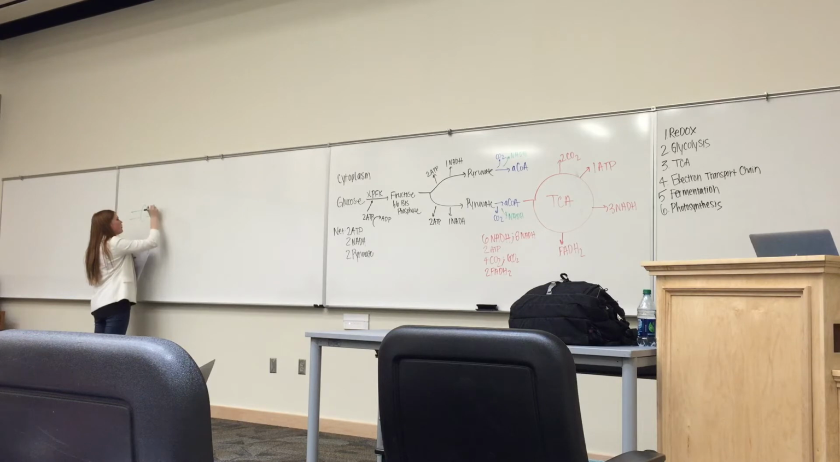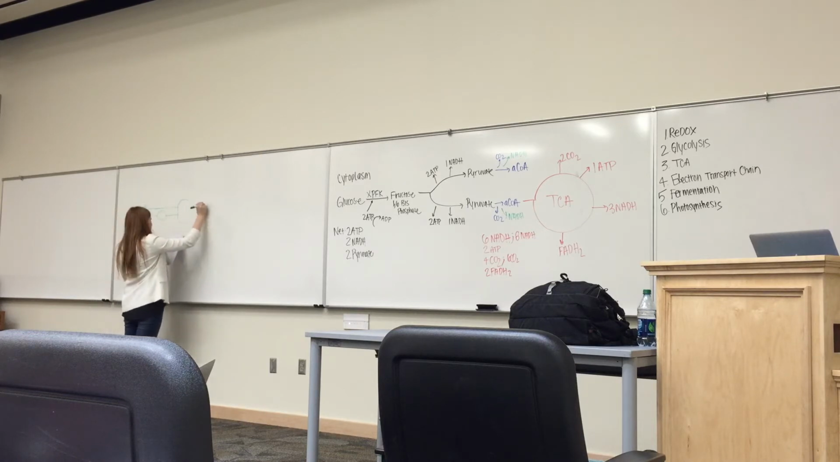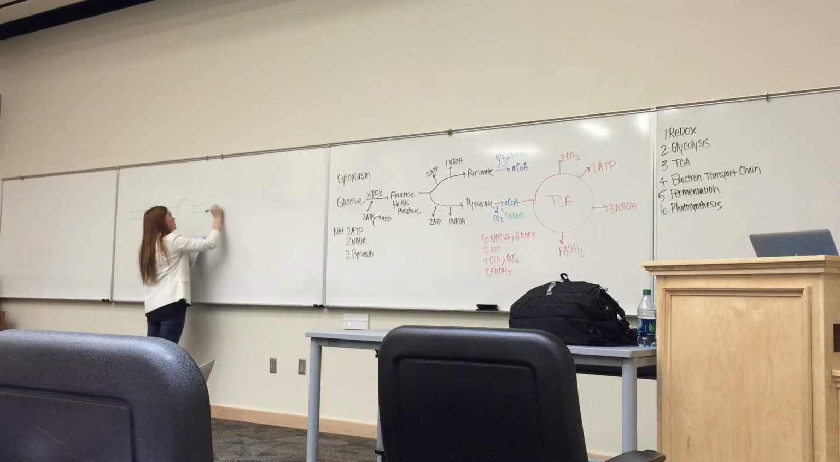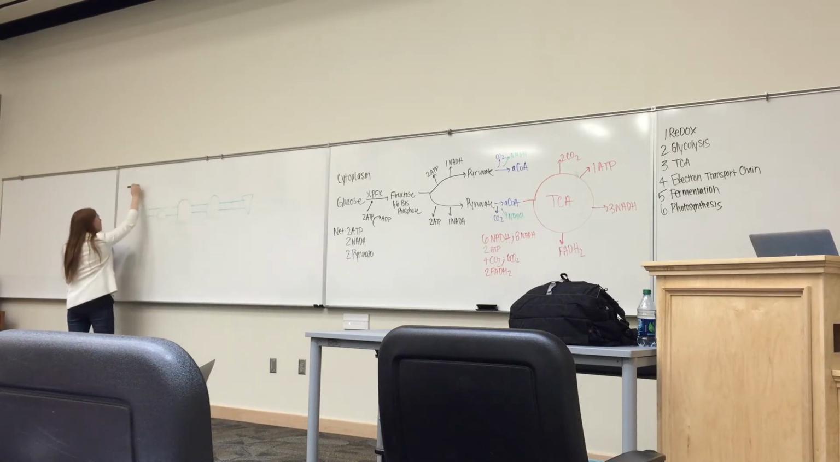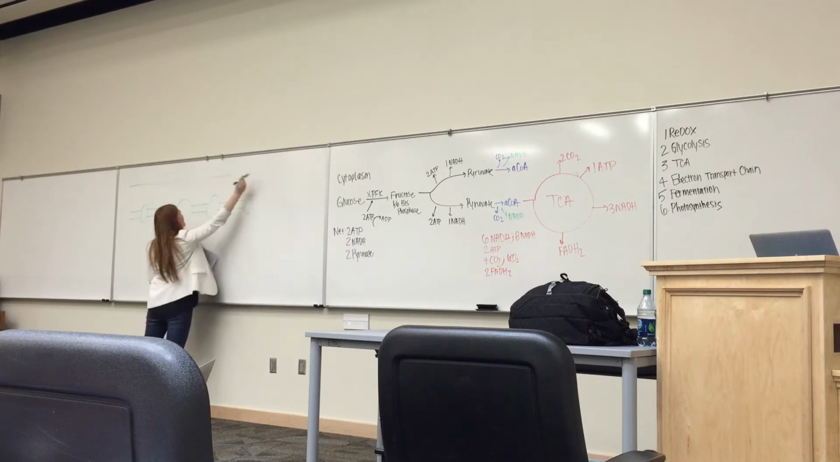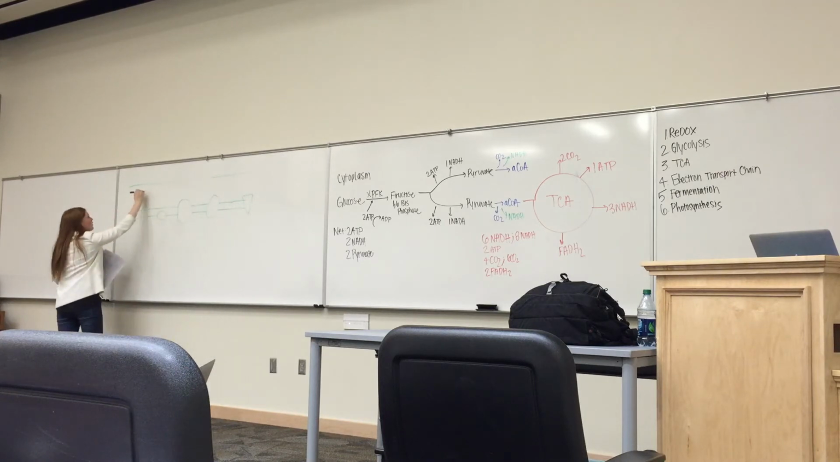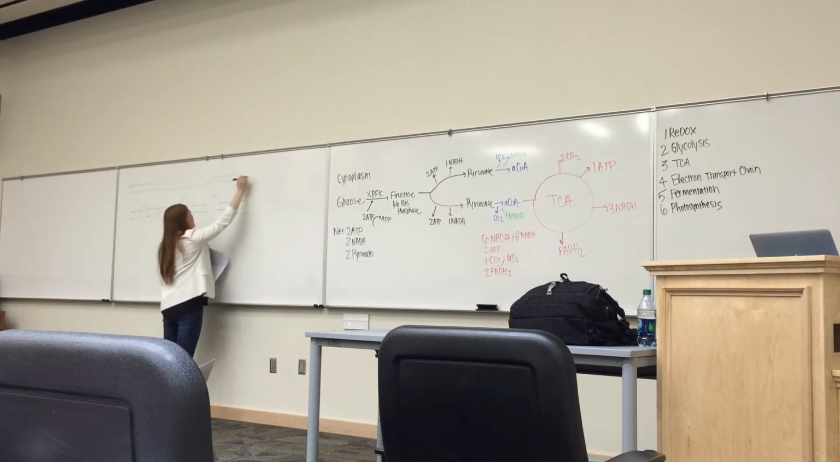In the membrane. In what membrane? Mitochondria. Awesome. The inner membrane, right? Yes. So we'll have another membrane up here. The citric acid cycle happens where? It happens in the mitochondrial matrix.